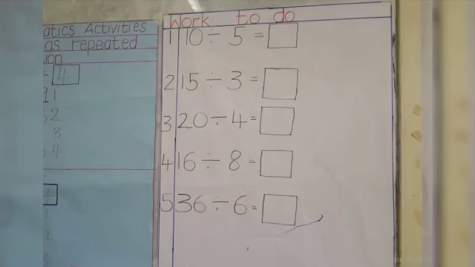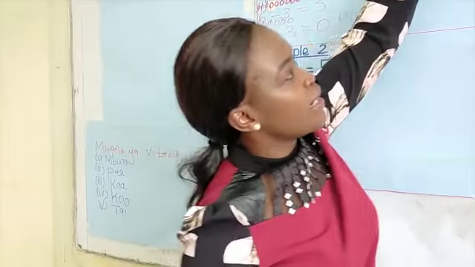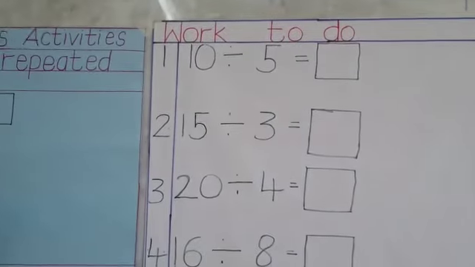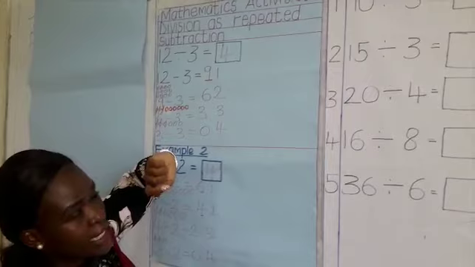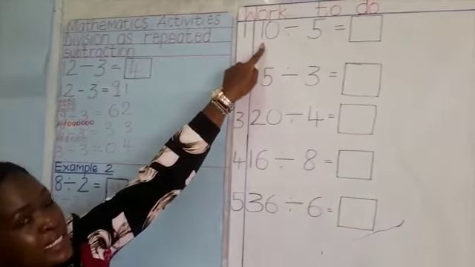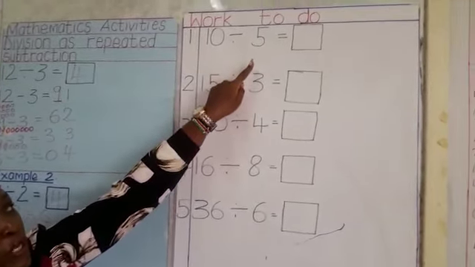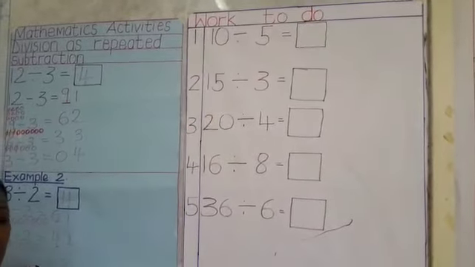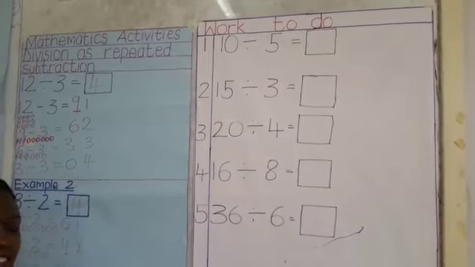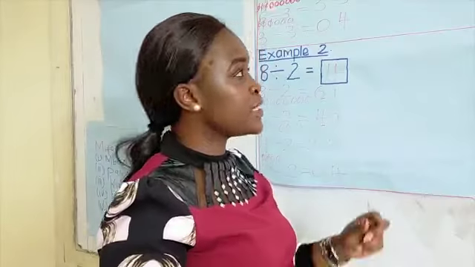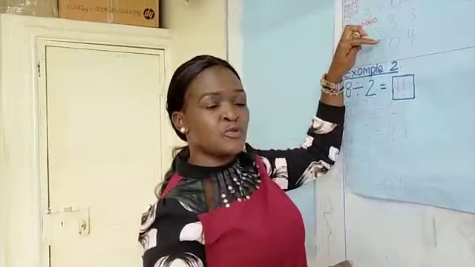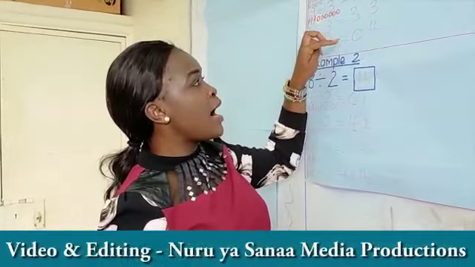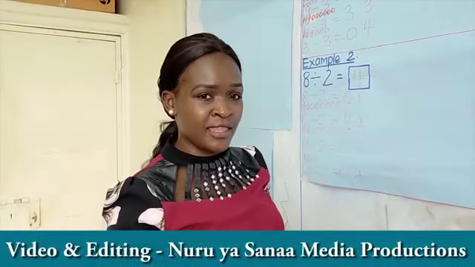So now, I want you to take your books and do this work. And you are going to do it as division as repeated subtraction. Remember to take the big number and you take away the small number. You subtract from the answer you get until you get to zero. After you do that, you count the number of times that you have subtracted. Are we together?